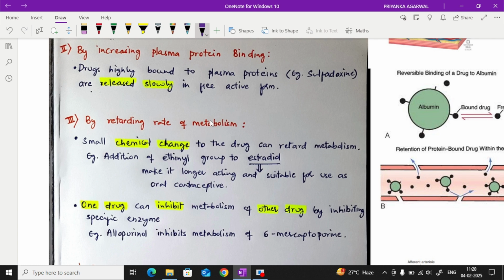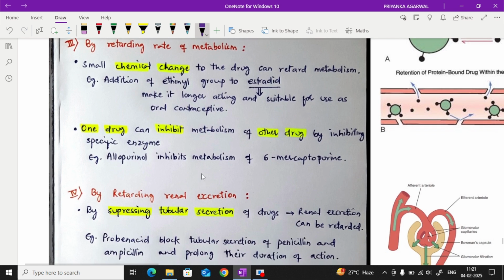Now coming to metabolism. What do we do? There are some small chemical changes that can be made to the drug that will retard the metabolism. For example, addition of an ethinyl group to estradiol will make it longer acting and suitable for use as oral contraceptives. So this small chemical change retards the metabolism and makes the drug longer acting. And sometimes one drug can inhibit the metabolism of another drug by acting at a specific enzyme. For example, allopurinol inhibits the metabolism of 6-mercaptopurine. These are anti-cancer drugs.